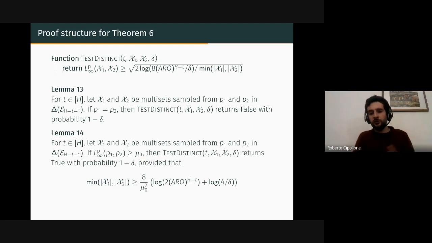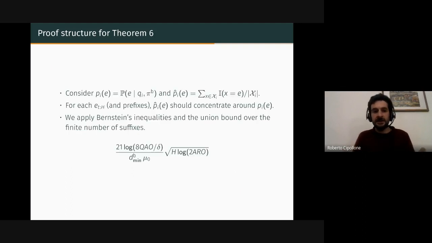So for concluding the proof, we just need to verify that we reach all states and we populate the data set often enough. So we verify this constraint. And for verifying this and the fact that we have accurate estimates for the occupancy distributions, we'll use Bernstein's inequality. I copied the final bound that we get here.